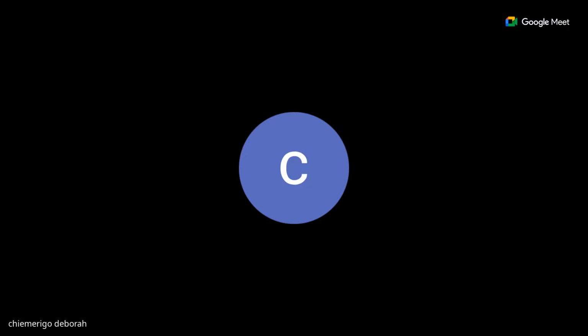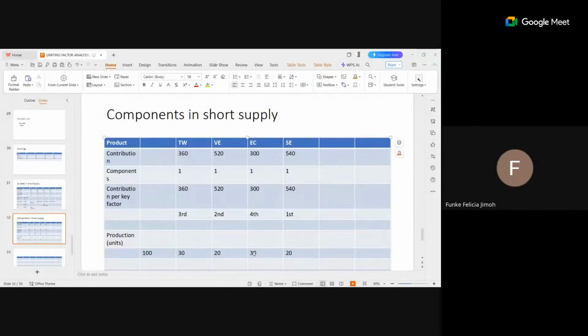Am I the only one not seeing the screen, or is it my network? Yes, I can't see your screen. Your screen is off, sir. I can see your screen. Yes, it's coming now. Okay, it's back now.